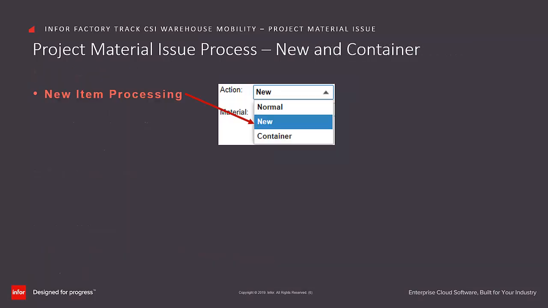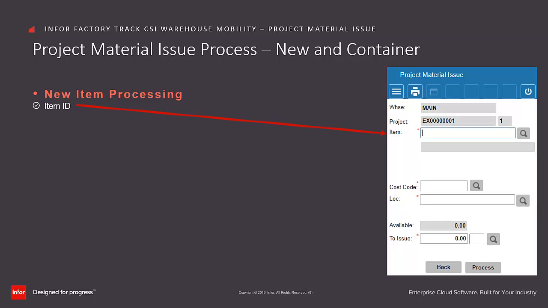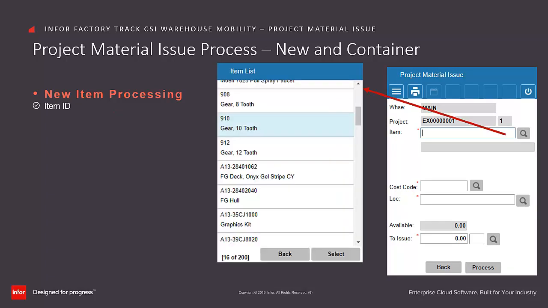To issue new items to a project, select New as the action from the item selection form and a blank Project Material Issue Processing screen appears. We enter, scan or search and select the new item to be issued to the project. Search results in the listing of all items instead of only the items currently associated with the project. The rest of the process is the same as previously described.